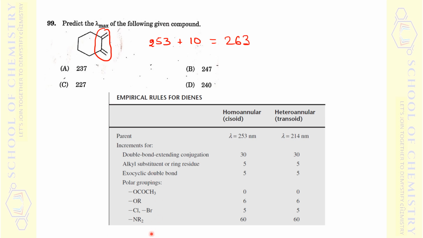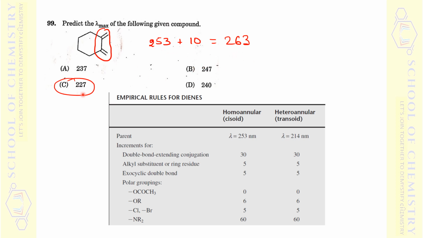And nothing else is there, no other additional conjugation or other groups. Therefore the answer should have been 263, and the given answer is 227. Maybe they have considered the base value as 214, which is actually for a transoid system, but the given system being cisoid, the base value that we should consider is 253, and the answer should have been 263. None of the options match.